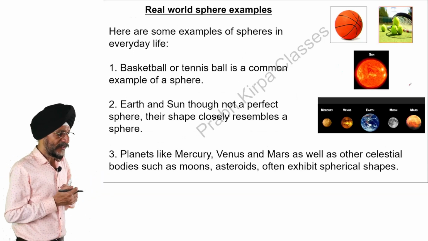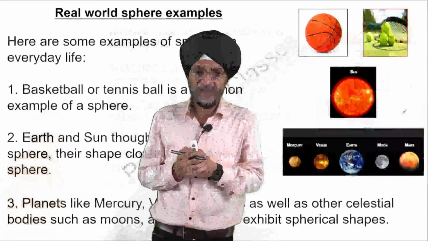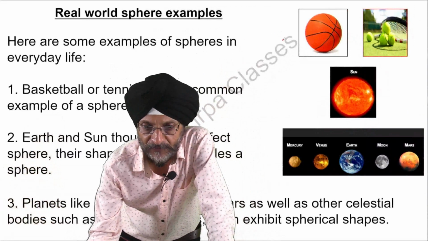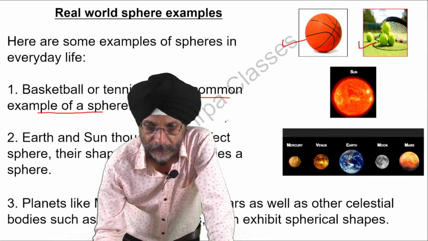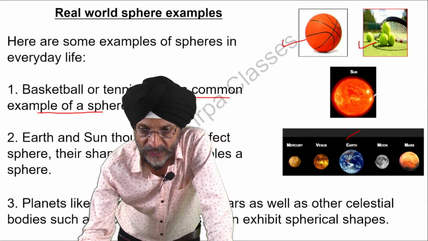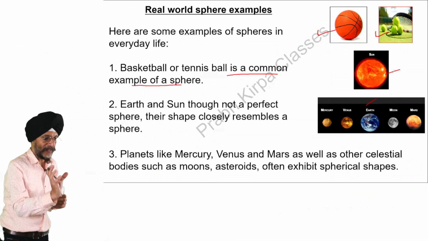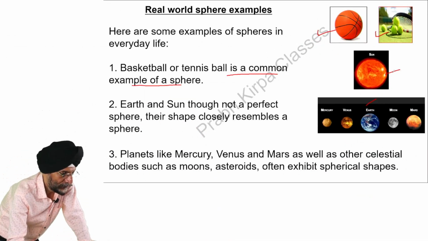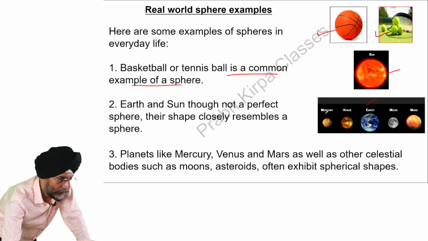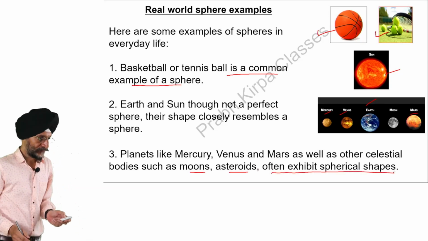Now we will understand real world examples of sphere. Basketball or tennis ball is a common example of sphere. Earth and Sun, though not a perfect sphere, their shape closely resembles a sphere. Planets like Mercury, Venus, Mars, as well as other celestial bodies such as moons, asteroids, often exhibit spherical shapes.